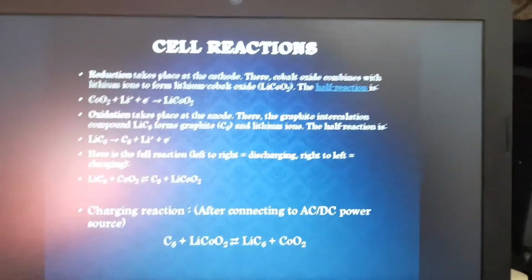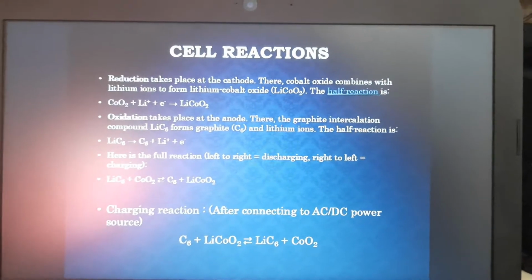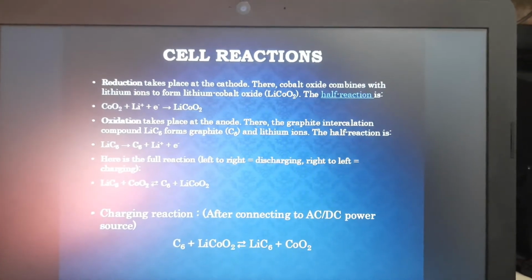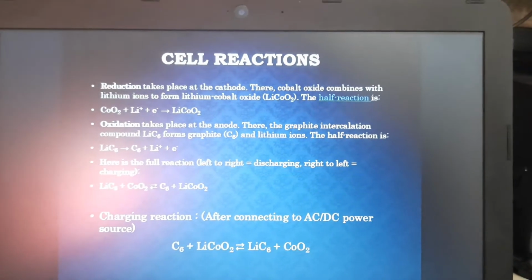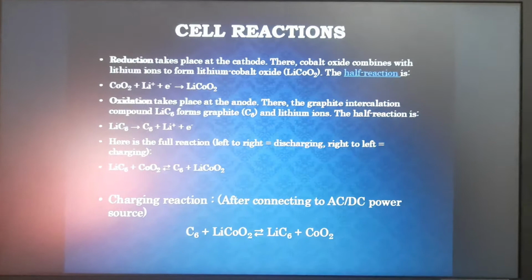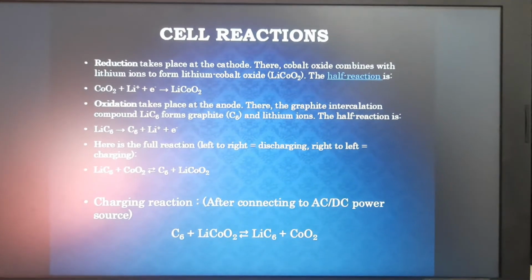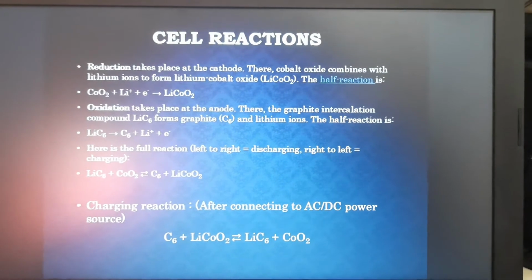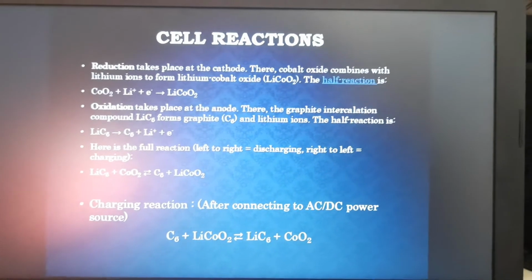So let's look at the cell reactions. The cell reaction takes place at the cathode. There cobalt oxide combines with lithium ions to form lithium cobalt oxide, and the half reaction is given here. So the cobalt oxide reacts with lithium to form lithium cobalt oxide, and this is the half reaction for the cathode.